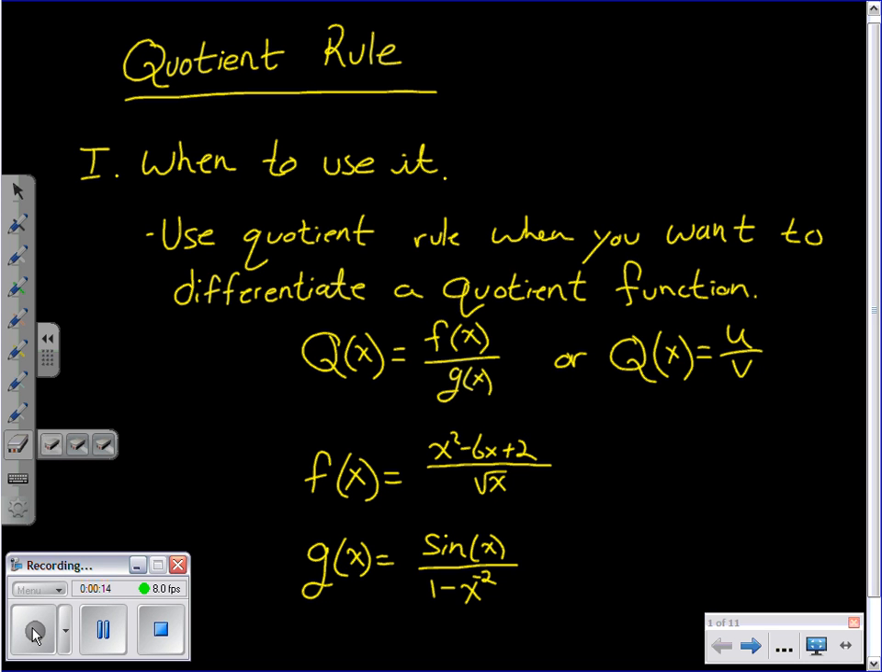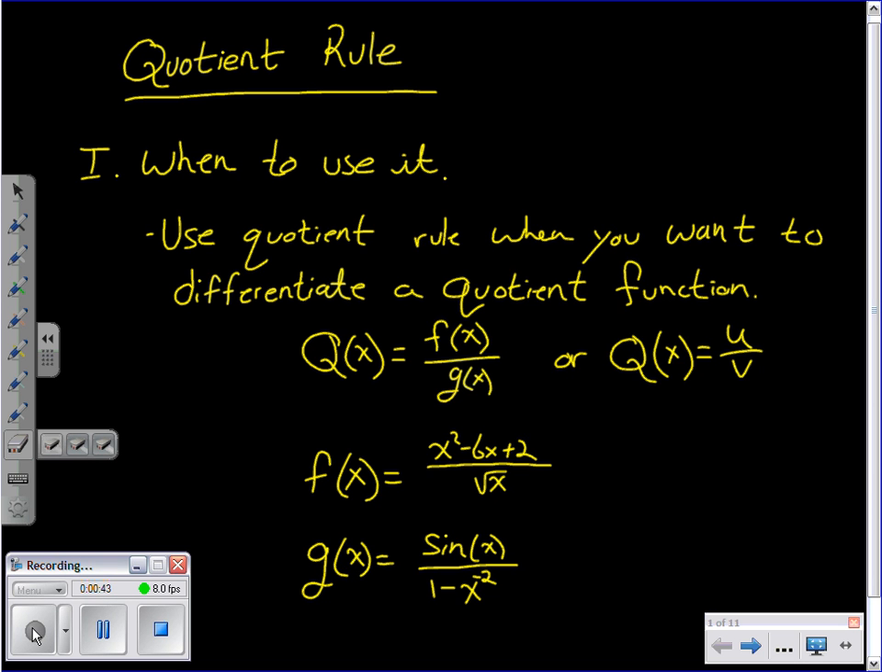So just like with power functions, composite functions, and product functions, there's specific rules that cover those types of functions for derivatives. So similarly, if we have a function divided by another function, we're going to need to use a specific rule called quotient rule. So this is whenever you have a function like q of x equals f of x over g of x, or we could call it u and v. So q of x equals u divided by v.